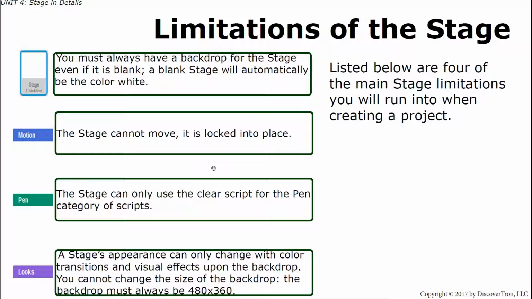That wraps up the stage in detail. Remember, you always have to have a backdrop for your stage, even if it's blank. It's automatically going to fill up the entire dimensions of the screen, which is 480 by 360. Remember, there are no motion blocks for the stage, so if you're trying to program a sprite and you can't get the motion blocks to appear, you probably have the stage selected. With the pen tool down here, you're only going to be able to access the clear block for the pen. And finally, on the looks, you're going to be limited on which looks blocks you'll be able to use on the stage.